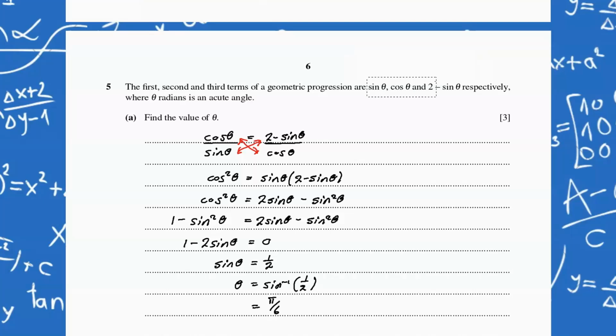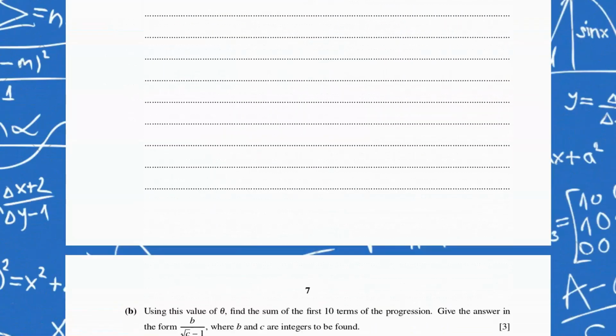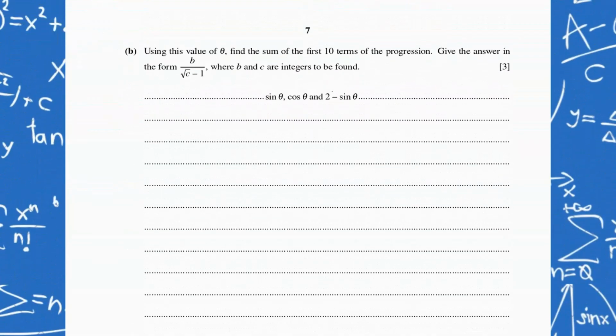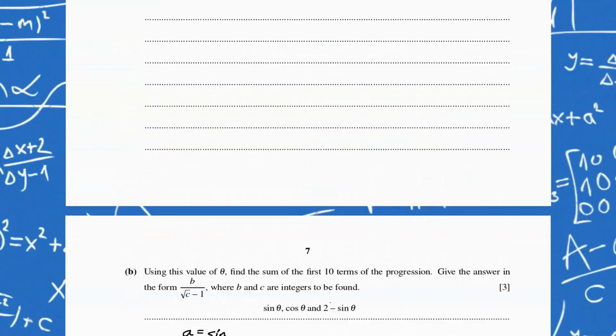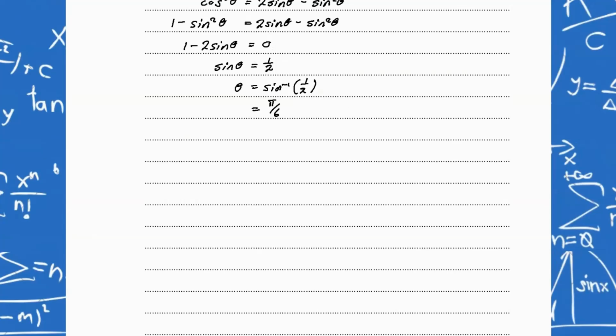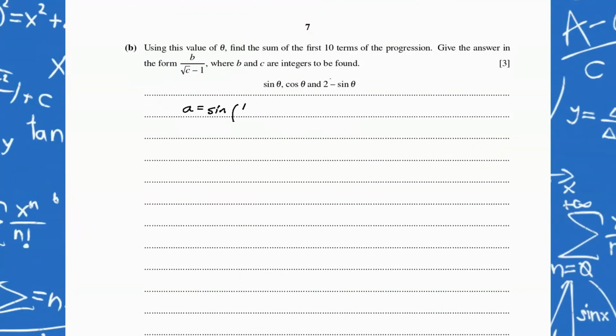So they have given us these 3 terms, which are the first 3 terms of the GP. So we know that the first term, A, is sine of theta, and theta has the value of pi over 6. So it's sine of pi over 6, and we know that sine of pi over 6 is a half. The second term, which is our AR, is cos theta, which is cos of pi over 6, and we know that this is root 3 over 2.